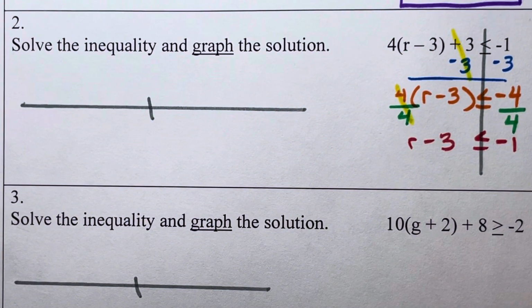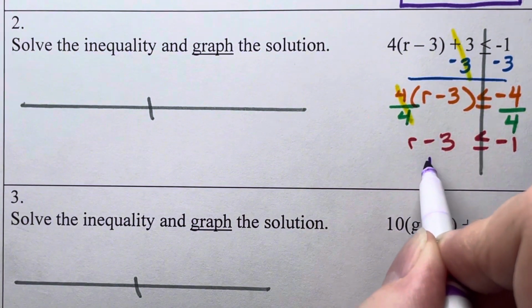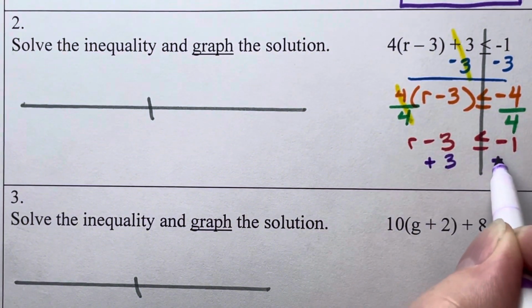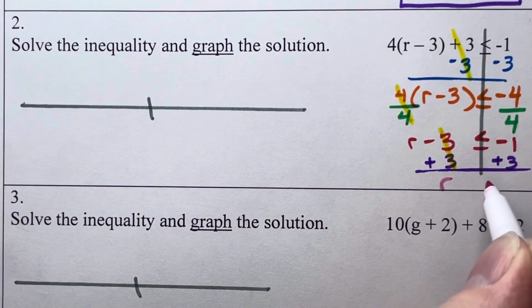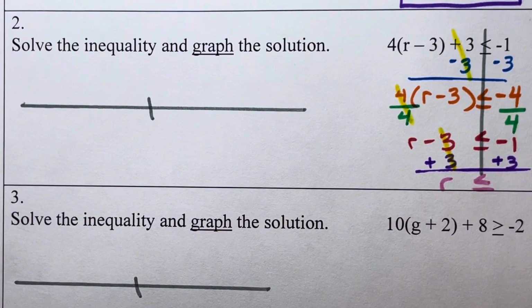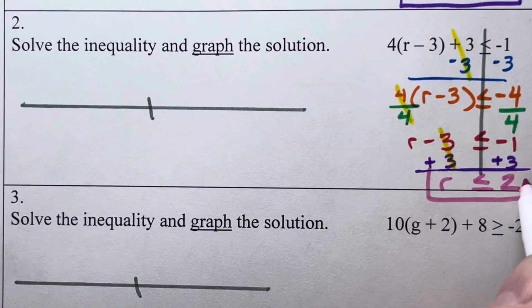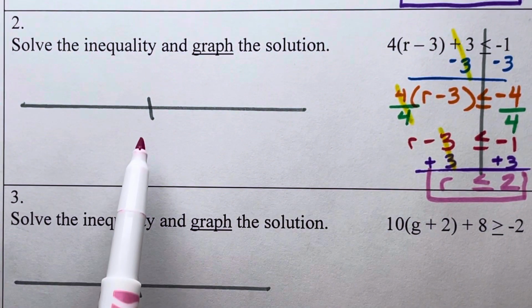All right, let's finish this off. So we're going to finally, last but not least, add 3 to both sides of the river so that the 3's on the left cancel out, leaving you with r is less than or equal to negative 1 plus 3. Well, that is a positive 2. All right. Yay. Now that we've done the hard work, let's go draw our graph.